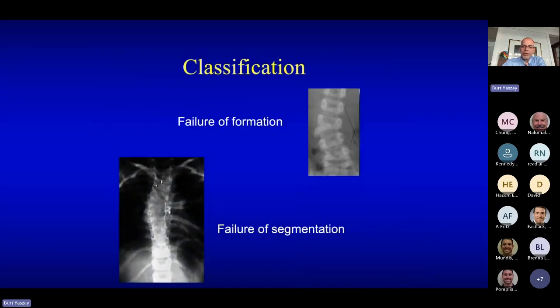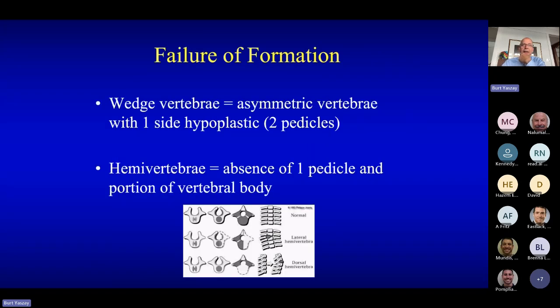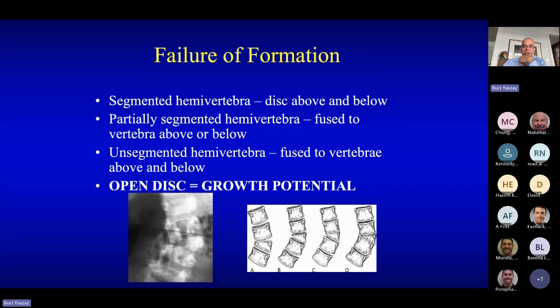As I mentioned, there's really two classifications: failure of formation and failure of segmentation. If we look at the different types of failures of formation, a wedge vertebra is an asymmetric vertebra with one side being hypoplastic. Probably the more common one that we think of is the hemivertebra, which is really the absence of half, and usually the absence of a pedicle.